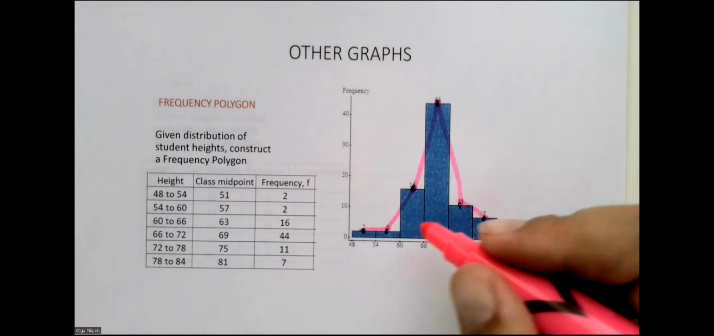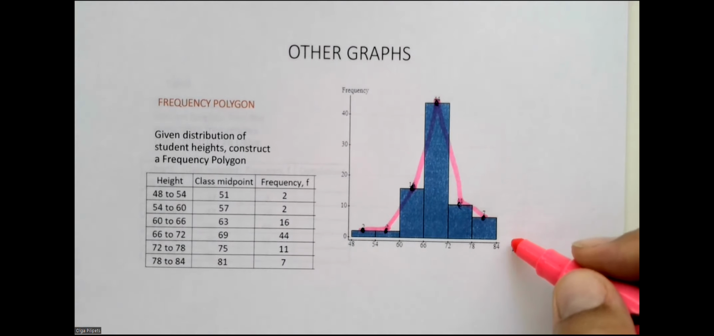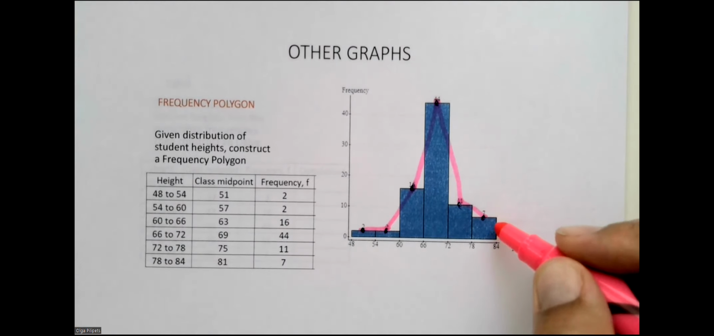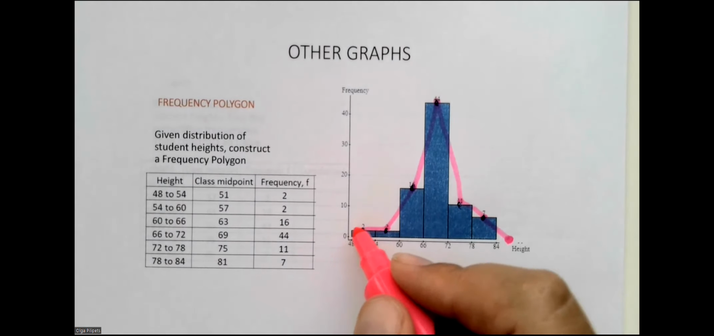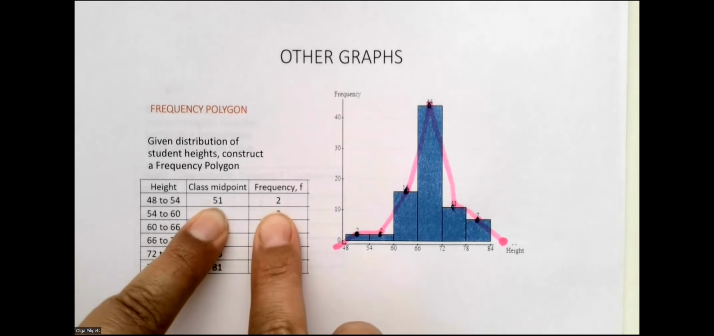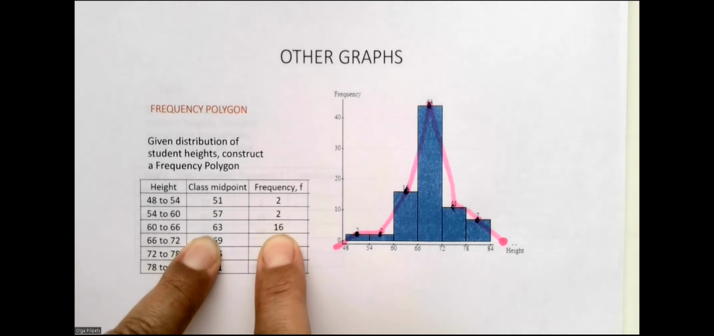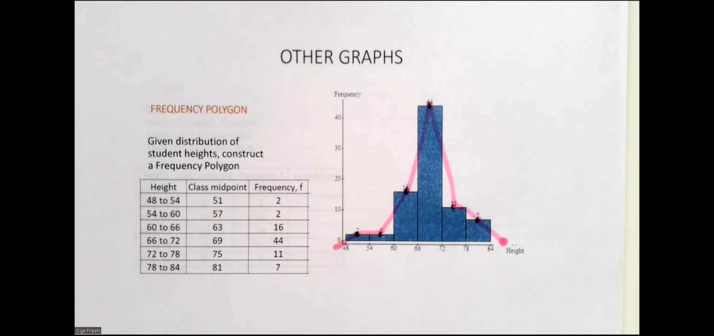And then once you run out of classes on the left and on the right, you pretend that you have one on the right with a frequency of 0 and connect it to 0, and do the same thing on this side, connecting with 0. So that pink line is your frequency polygon. Again, basically plot your points where the x coordinate is your class midpoint and the y coordinate is frequency, and connect those dots. That's it for the frequency polygon.